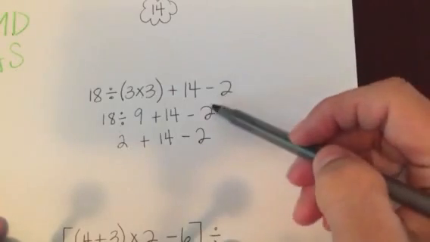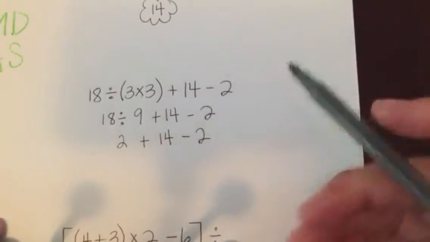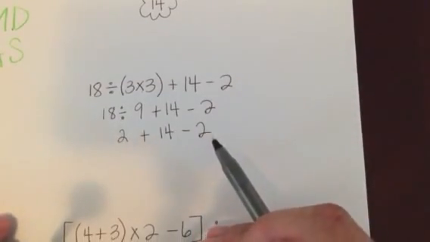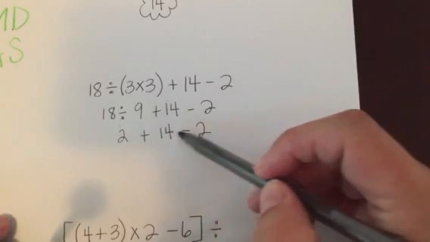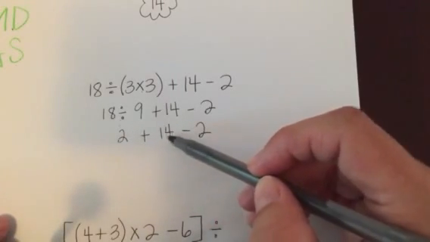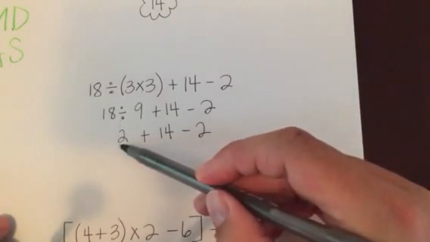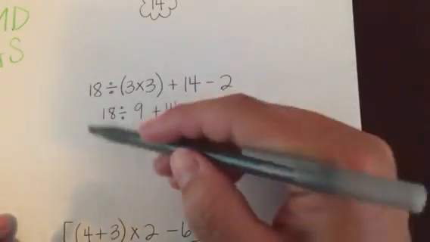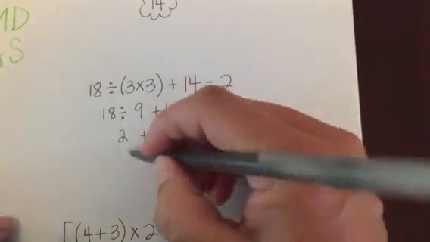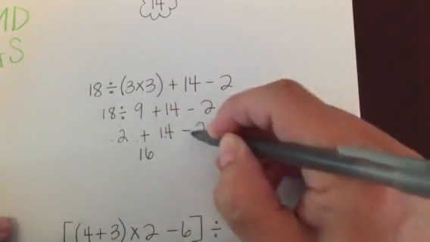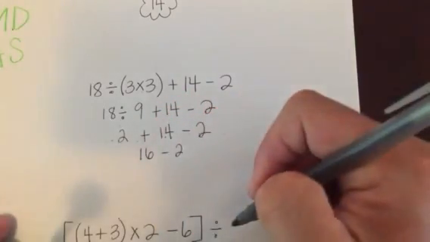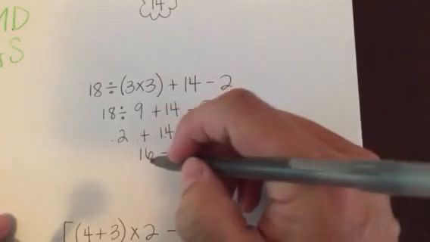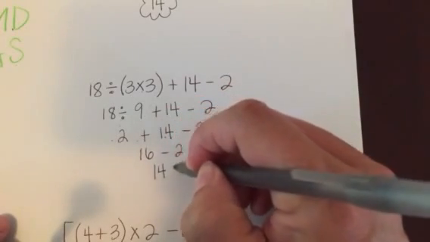So each step that I take, I'm simplifying one little part. There aren't any more multiplication and division, so the only thing left to do is add and subtract. And the same thing that I did with multiply and divide, whatever comes first, that's what you do first. So 2 plus 14 is 16, and I'm leaving the minus 2. And now the only thing left to do is 16 minus 2, which is 14.